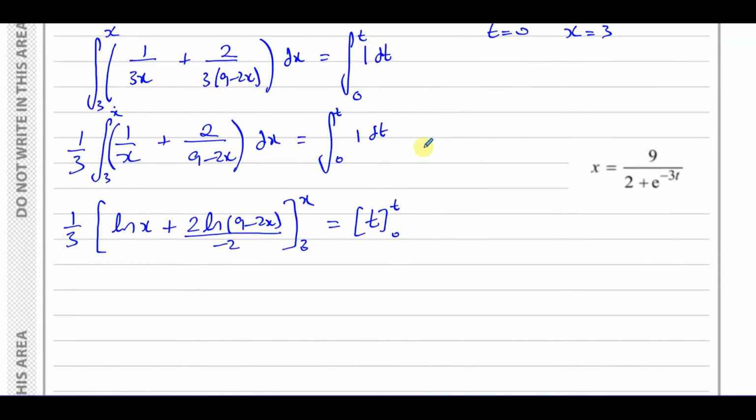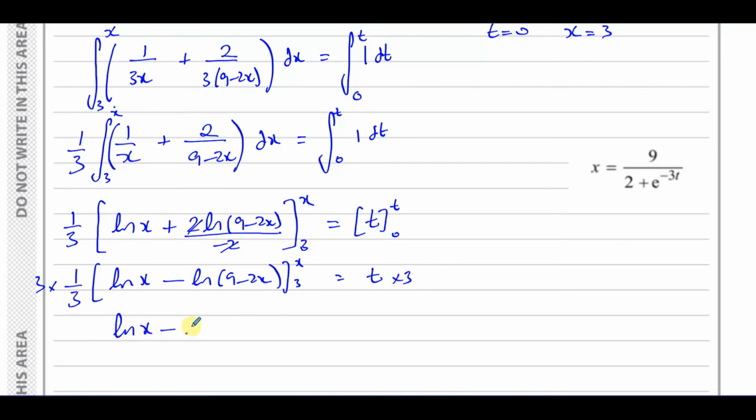Okay, so now let me simplify this a little bit first. You have a third, the ln of x minus, these cancel out, the ln of 9 minus 2x, and you have your limits x and 3 equals t minus 0. Now what I can do is multiply both sides by 3. If I multiply this side by 3 and this side by 3, I'm left with ln x minus the ln of 9 minus 2x, and you have your limits of x and 3 equals 3t.